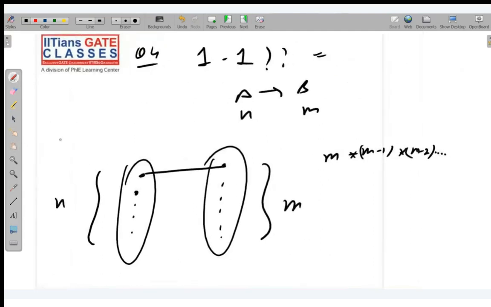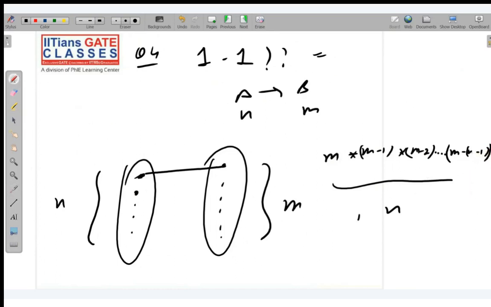How many times will this go? n times, and a total of n terms will be there. So the last will be m minus (n minus 1). Are you getting it? For the first element, m minus 0. For the second element, m minus 1. Third element, m minus 2. So there are n terms in total, from m minus 0 to m minus (n minus 1). So this is my simple answer.